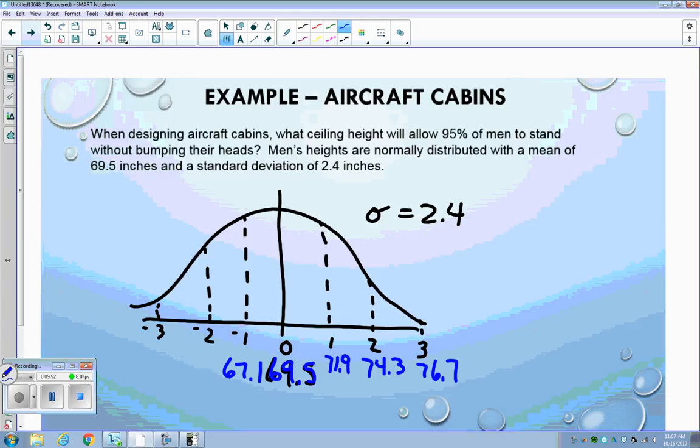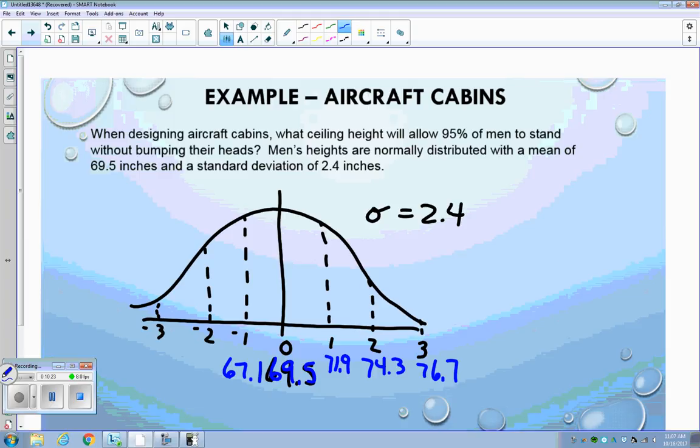Okay? So all I did was label. I drew and I labeled. Now I'm going to decide, what did they give me? What do they want to know? 95% of men stand without bumping their heads. 95%, is that an area or is that a z-score? Area, and every time and any time it says percent, you know that's an area. No doubt about it.